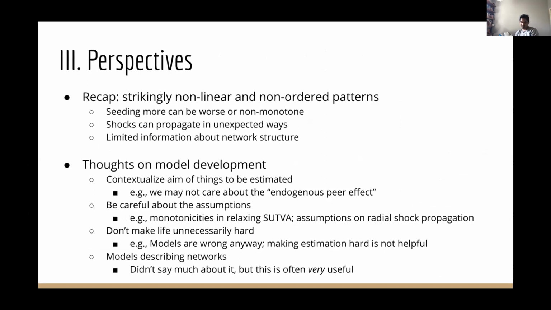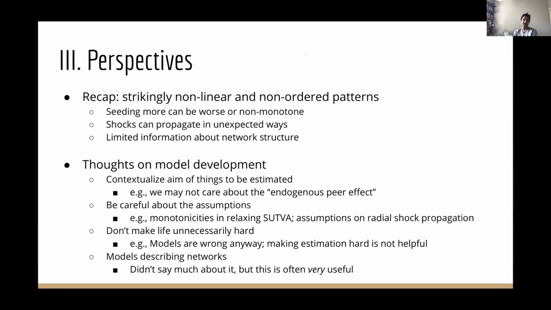So to recap a bit, I hope you find these weird facts strikingly nonlinear, non-ordered, and strange, but interesting. We saw that seeding more can be not great, can be worse, or it can be non-monotone. Like if you seeded 0 people, obviously it's bad. So the first few are quite good, even with common knowledge. But as you seed more, it'll go back down, is the point.